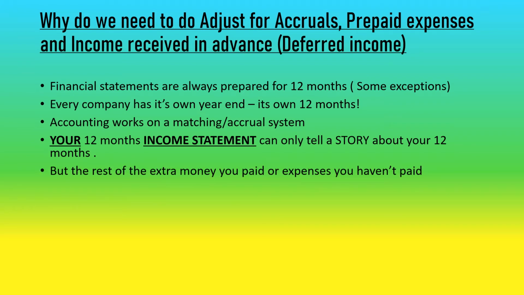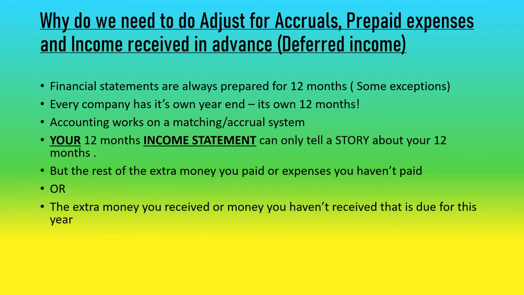But what happens to that extra money that you received or paid? Because I'm telling you, you can't put it in your income statement. So what do you do with it? Do you just leave it? Do you just, I don't know, throw it away? Do you actually do something with it? The right answer is we actually adjust for it. And we adjust for it in the names of accrual, prepaid expenses, and income received in advance. So what we do is we take it out of our income statement and we create new accounts in the balance sheet. So all these accounts are in the balance sheet and we record it in those balance sheet accounts.